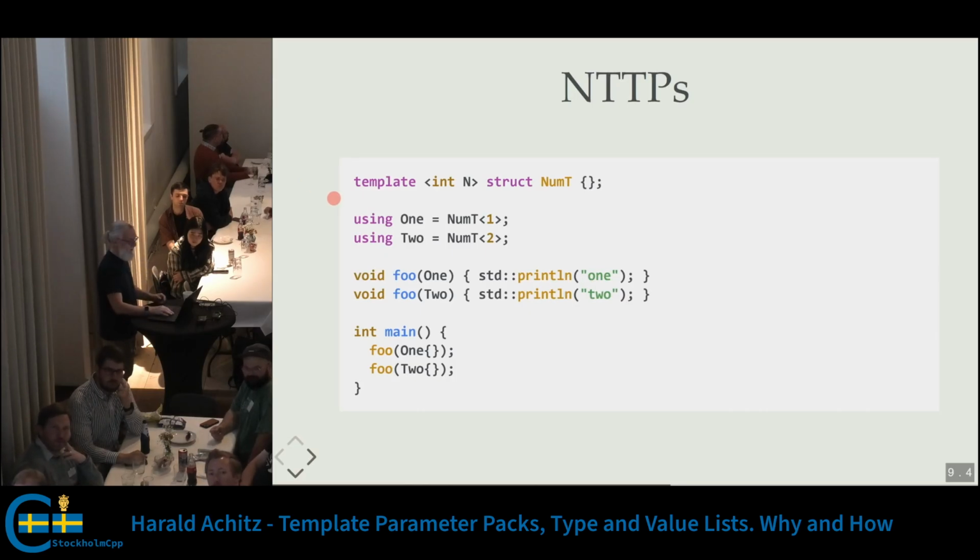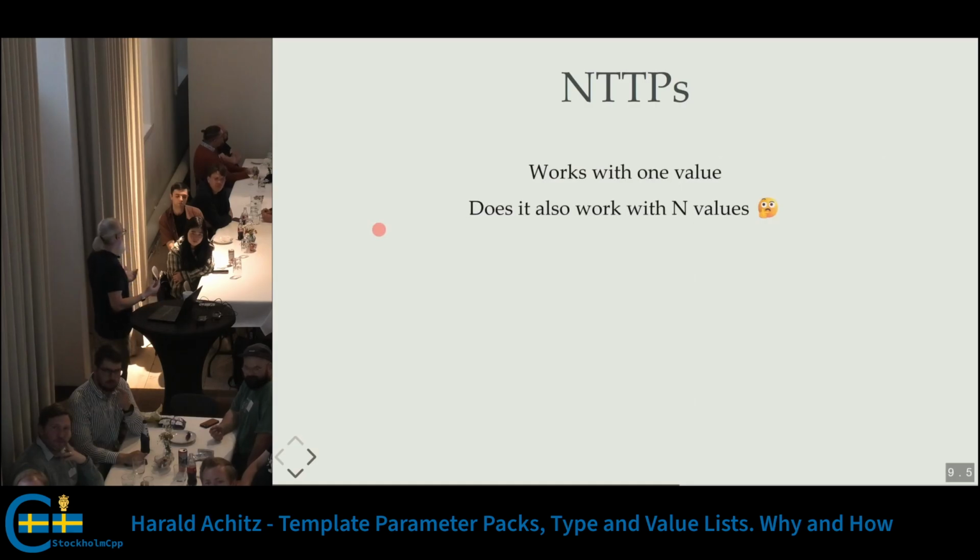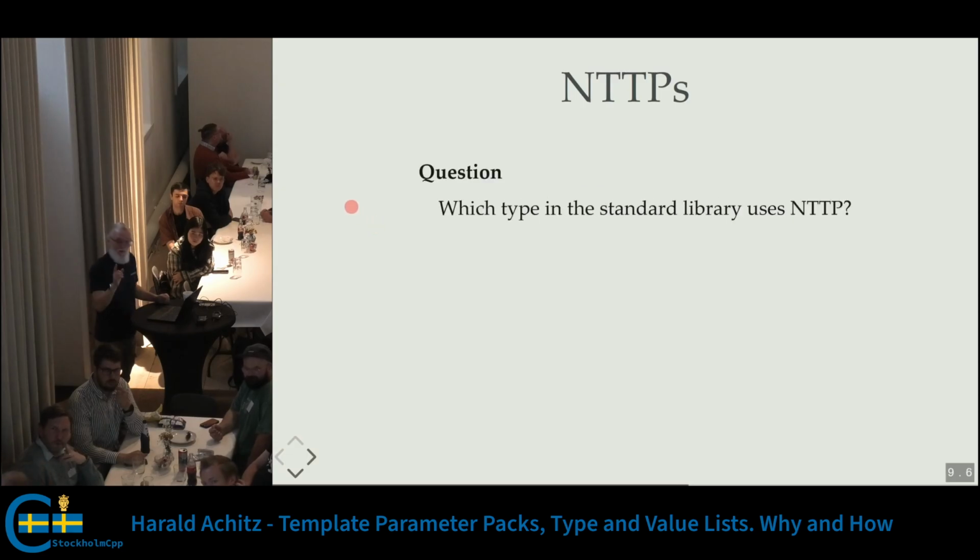So here I turn the value 1 and the value 2 into real types. And then I can use them, overload whatever. They are types now. They are constant types. So it's cool. So this is what we do. So now I can do it with one. Can I do it with multiple? That's the question, right? But I have another question for you.